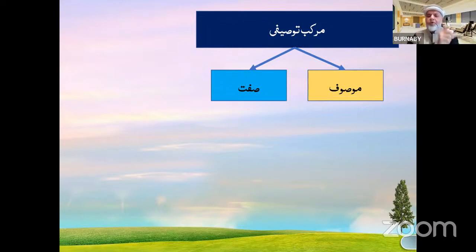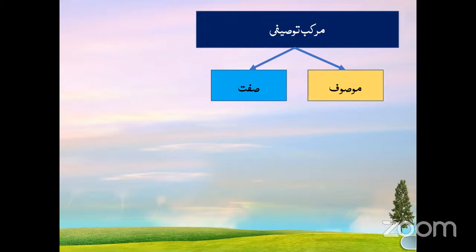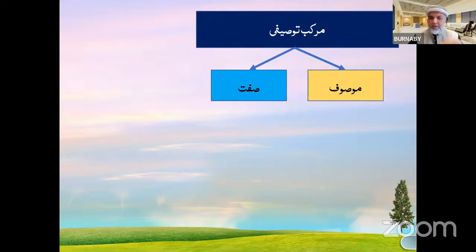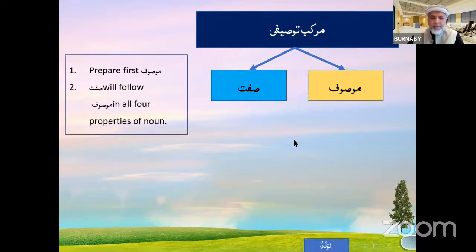And then the thing it belongs to comes afterwards. But in Arabic, they said, no, if you're talking about somebody and you're giving their quality, then the mawsuf comes first and then the sifa, or the quality, comes afterwards. So how many parts does murakkab tawsifi have? Two parts. It's known as mawsuf and sifa. Okay. So look at this one.